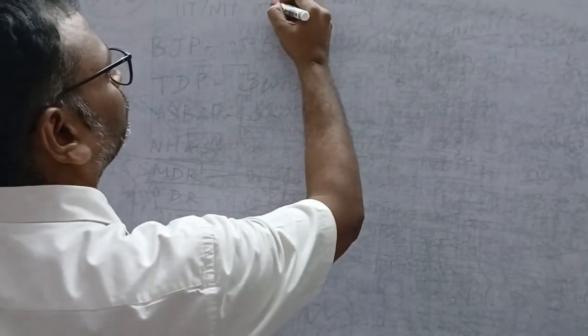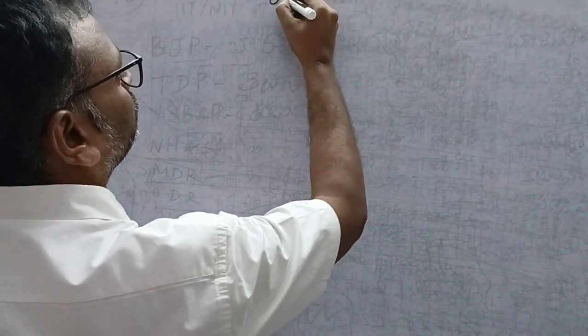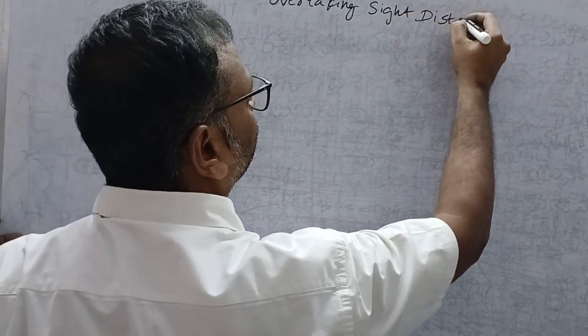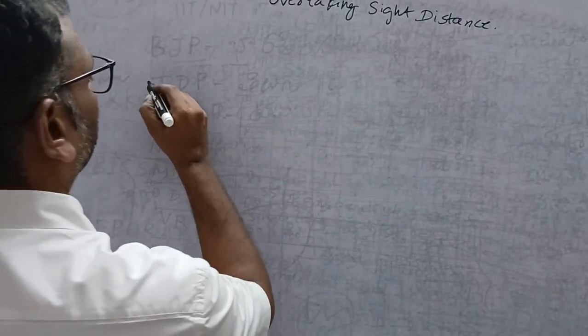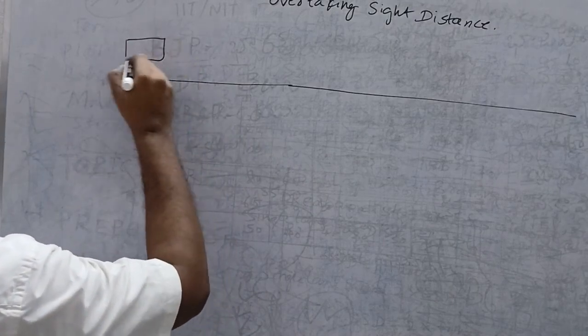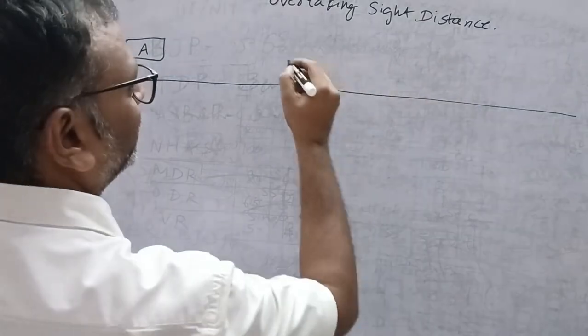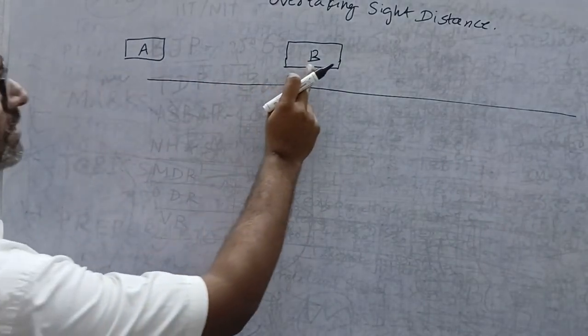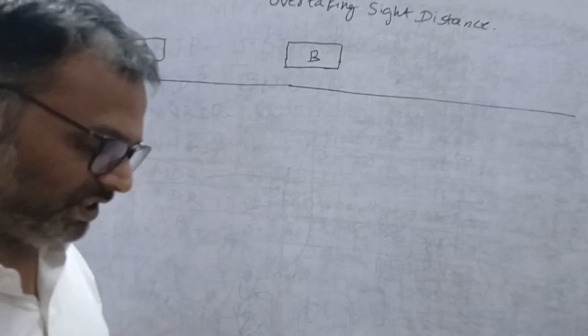Now the topic is overtaking sight distance. Suppose you are traveling in some vehicle A. Suppose this is vehicle A, and there is a vehicle traveling, say, some B. If this vehicle wants to overtake this vehicle, we will assume a theory something like this.